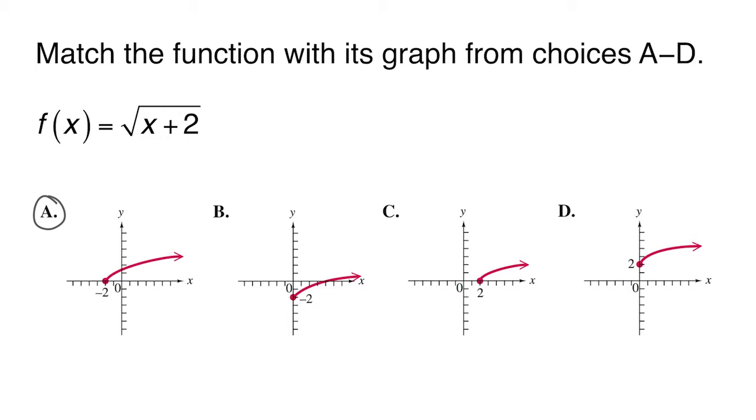Another way to look at this is to look at the domain of the given function. We know that x plus 2 must be greater than or equal to 0, and therefore x must be greater than or equal to -2. Therefore, we're looking for the graph of a function such that the domain is x greater than or equal to -2, which again is the graph shown in choice A.